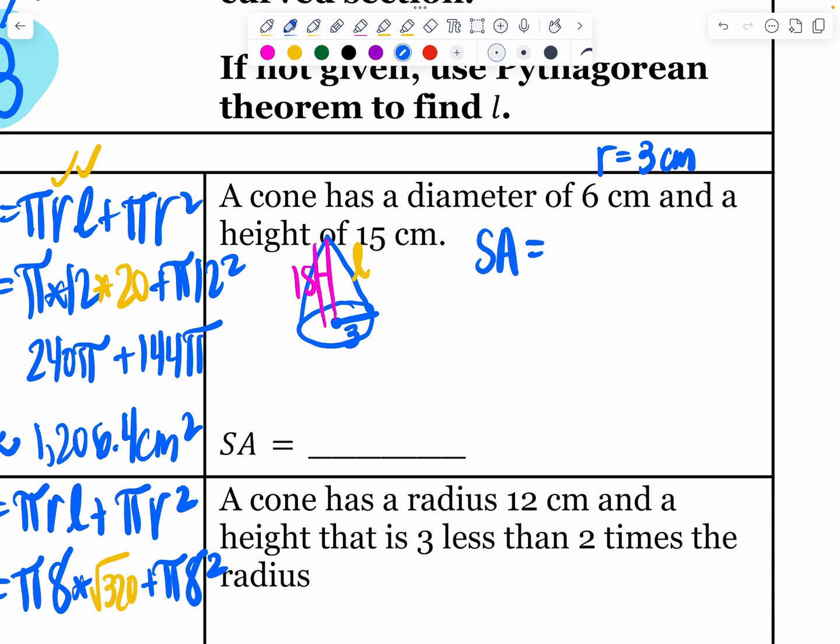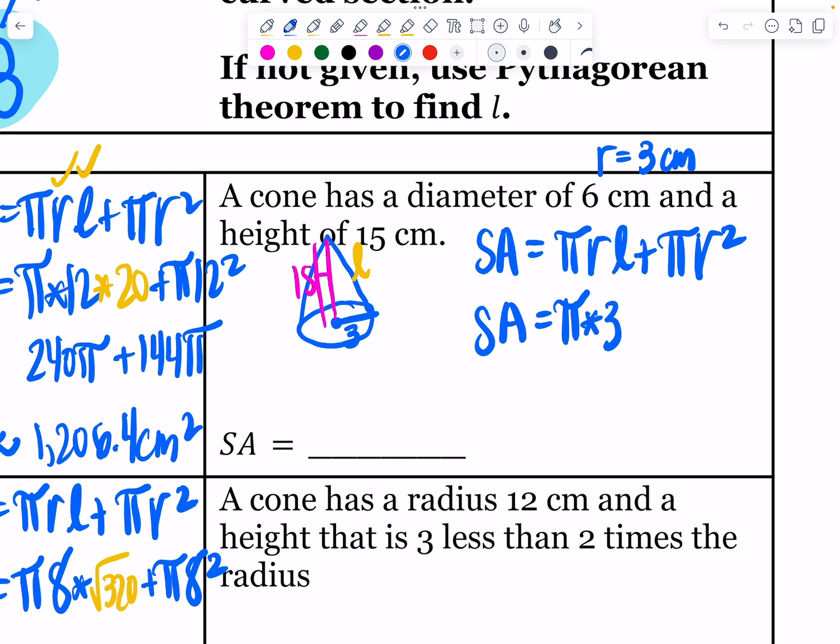So surface area equals pi RL plus pi R squared. So surface area equals pi times my radius, 3, times my slant height. I'm going to have to do 15 squared plus 3 squared equals L squared. This is not going to give me a perfect square, I do not believe. So that's going to give me the square root of 234. So L equals root 234. And we'll go ahead and round this to the nearest tenth.